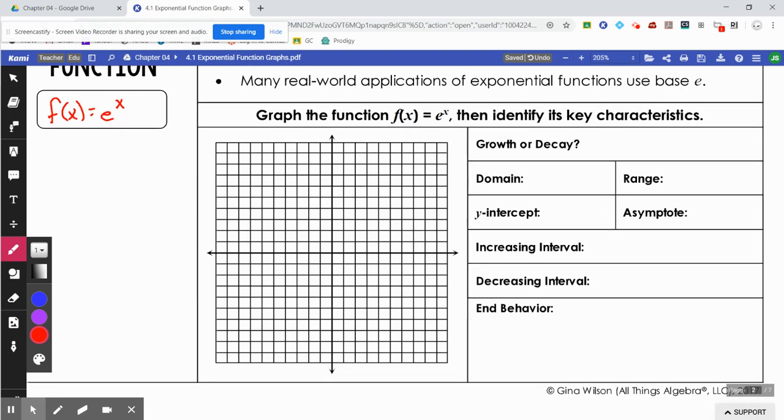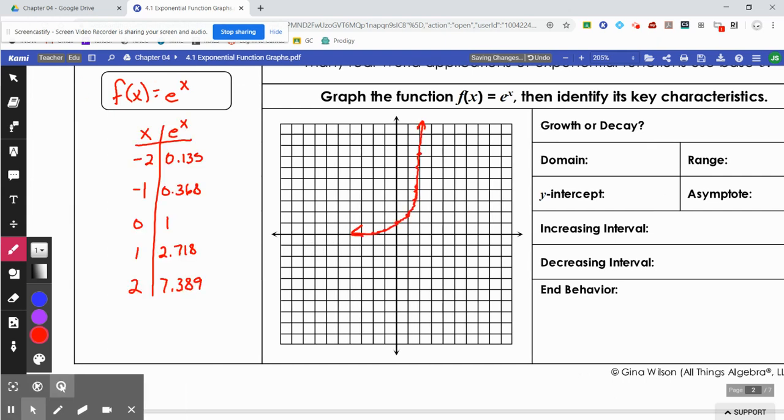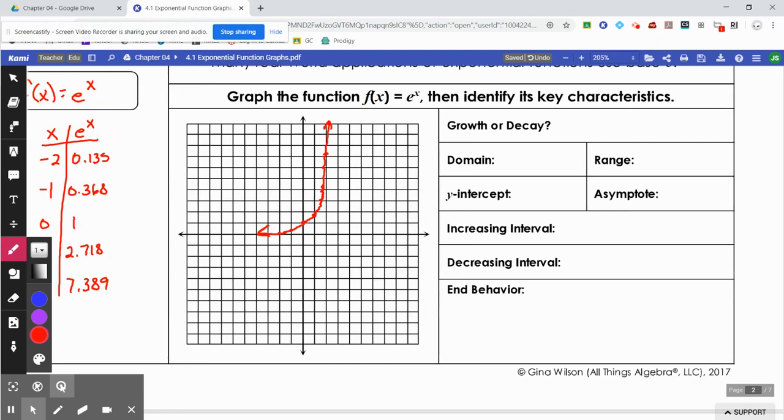We're going to graph the function y equals e to the x, and we're going to identify its key characteristics. So again, we're going to do a table of values. And there you see the graph, and this looks so much like y equals 3 to the x because, again, 2.718 is nearly 3. So this is nearly the exact same graph as we've been getting. It will be exponential growth because 2.718 is a number larger than 1.